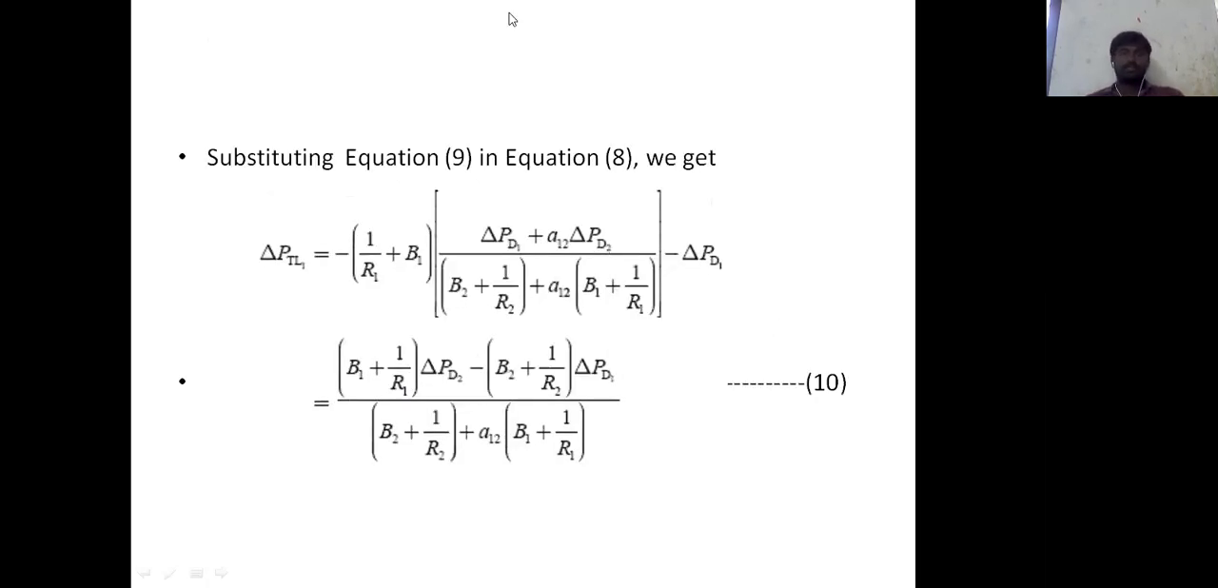And substituting equation 9 in equation 8, we get the delta tie line power equal to minus 1 by R1 into B1 into delta PD1 plus A12 delta PD2 by B2 plus 1 by R2 plus A12 into B1 plus 1 by R1 into delta PD1. And rewrite the above equation as B1 into B1 plus 1 by R1 into delta PD2 minus B2 into 1 by R2 into delta PD1 by B2 plus 1 by R2 plus A12 into B1 plus 1 by R1. This is equation number 10.